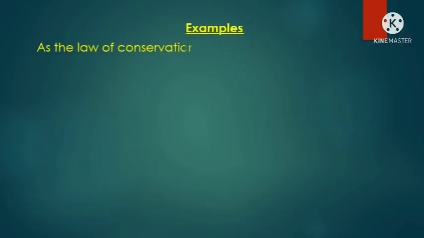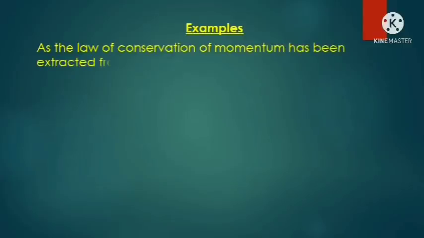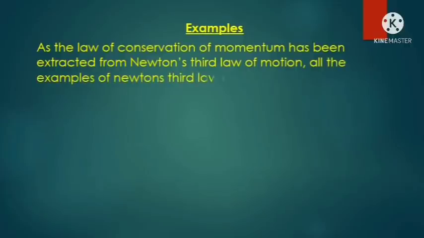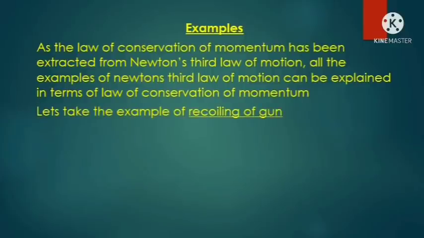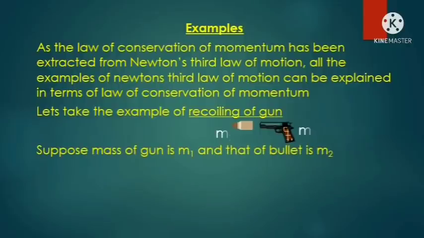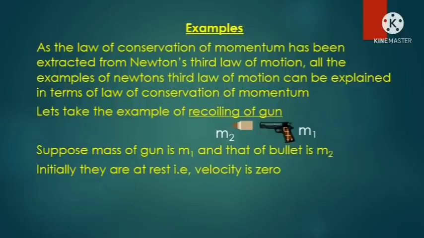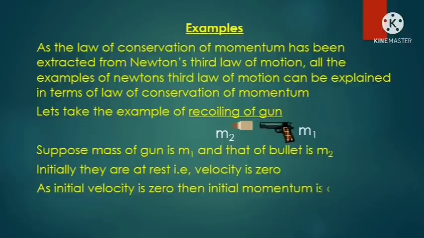As the law of conservation of momentum has been extracted from Newton's third law of motion, all the examples of Newton's third law of motion can be explained in terms of the law of conservation of momentum. Let's take the example of recoiling of a gun. Suppose the mass of the gun is m1 and that of the bullet is m2. Initially they are at rest, that is velocity is 0. As initial velocity is 0, the initial momentum is also 0 because momentum is mass times velocity.